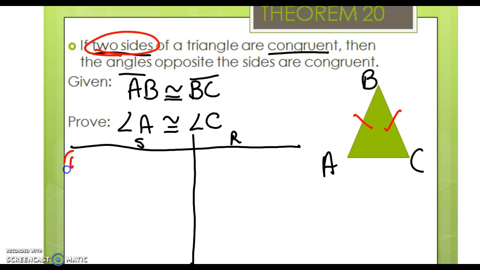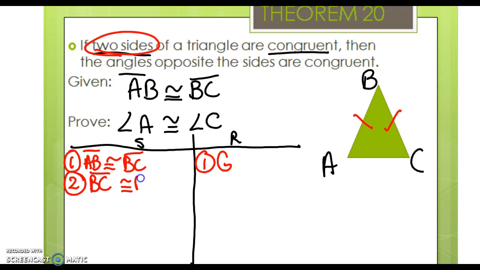So I'm going to start with my given information that AB is congruent to BC. Now we talked very briefly about a property called the symmetric property. And what that says is basically it doesn't matter what side of the congruent symbol you're on. So if I say that AB is congruent to BC, hopefully we all agree that that means BC is congruent to AB. Order doesn't matter around the congruent symbol. So I'm going to write that. BC is congruent to AB. And I'm going to use the symmetric property as my reasoning.